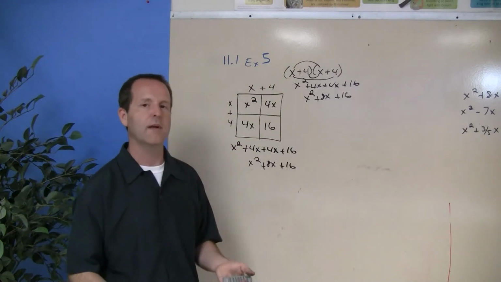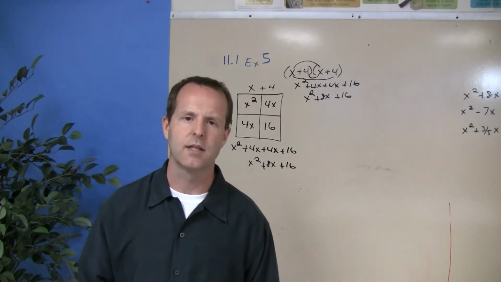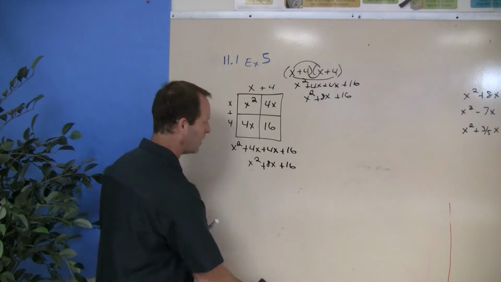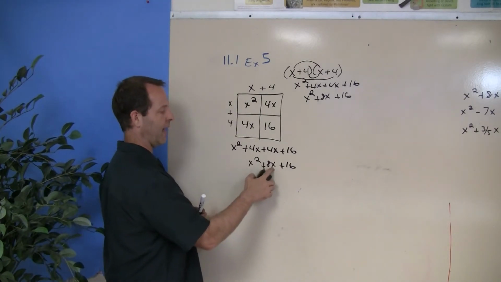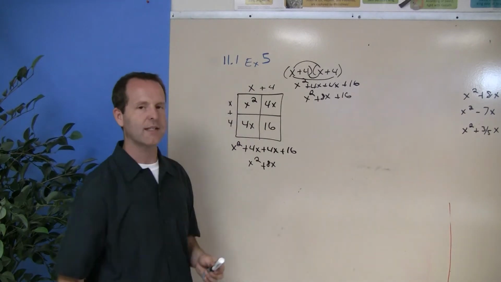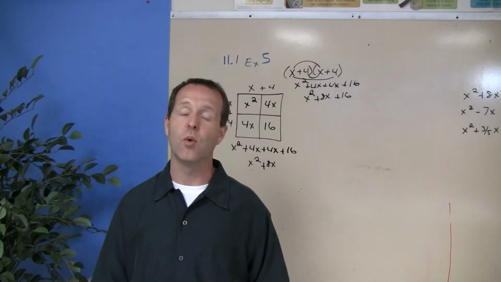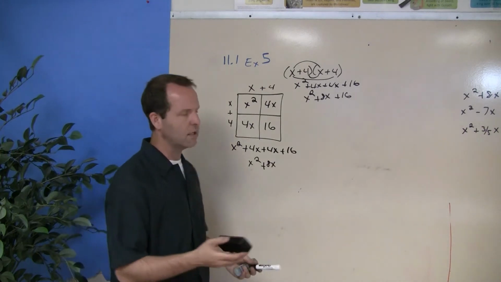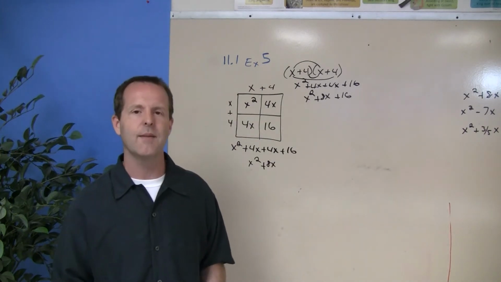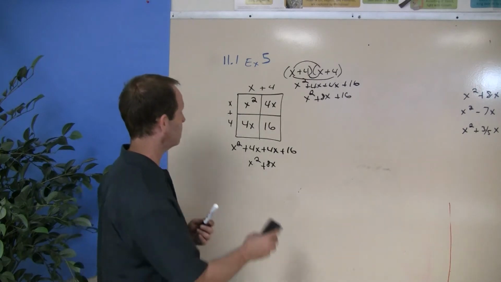Let's say that we are working our way backwards, and we're only given part of this number. For example, we're given x squared plus 8x, but the 16 is gone. In fact, we don't even remember it was a 16. So how do we figure out what that number is? The process is what a lot of people call completing the square.